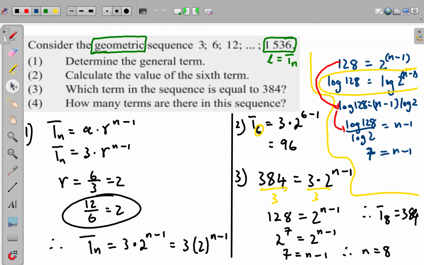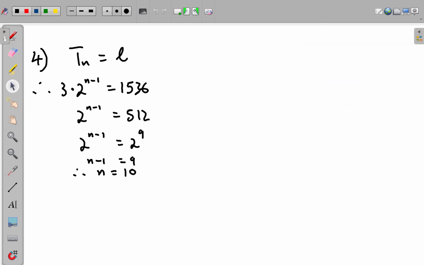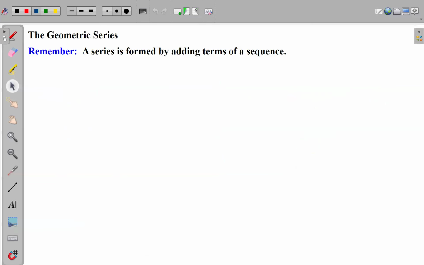Okay, then these are just some of the examples we did. So I'll need you to again revise this. Of course, there's a video on this. I'm not going to go over this. What we need to focus on today is the sum of a geometric series. That's what we're going to look at.